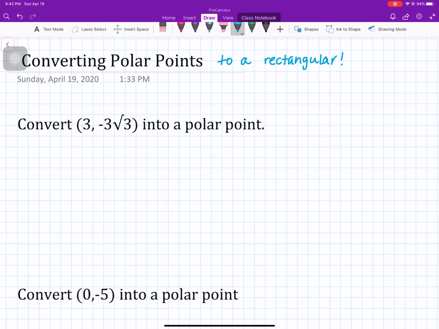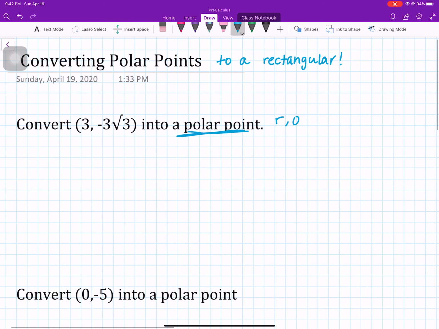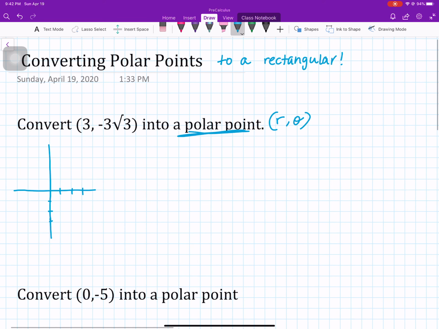So for example, this first one says convert (3, negative 3 root 3) into a polar point, meaning that I want my r and my theta, because that's how polar points work. A lot of times I feel like it's easiest if I draw a little picture, and this picture doesn't have to be perfect. We're just trying to get a visual of the situation. So I have 3, that's usually pretty easy to draw, positive 3, and then negative 3 root 3. So we're looking like somewhere right here-ish.